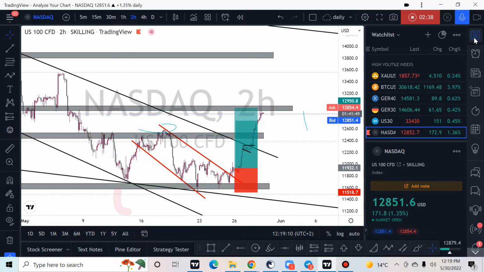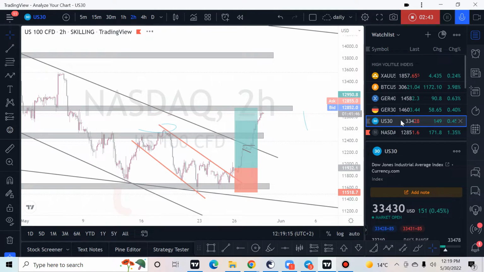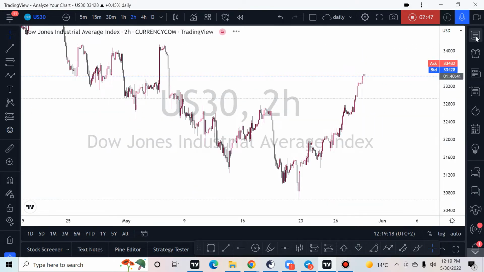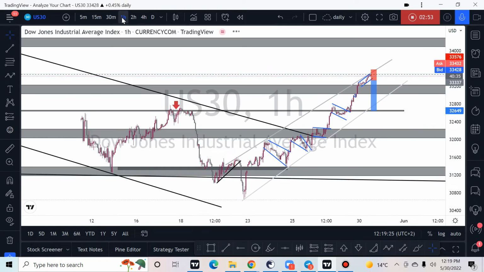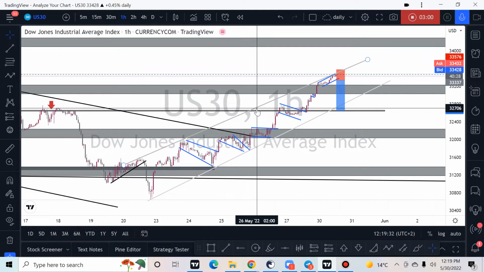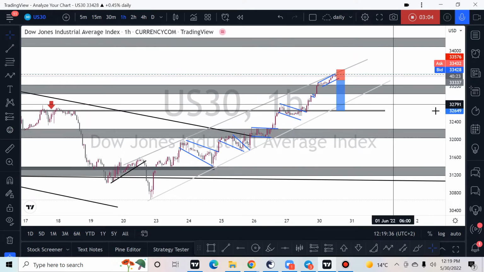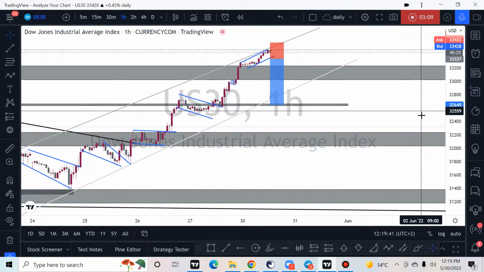I saw US30 is starting to give us a nice setup, but I'm waiting for the market to break that resistance or to retest or break that correction towards the resistance. So as you can check, let me start here on the higher time frame. Here we are in a series of higher highs and higher lows. So now the market started to give us a bearish reversal on the resistance.